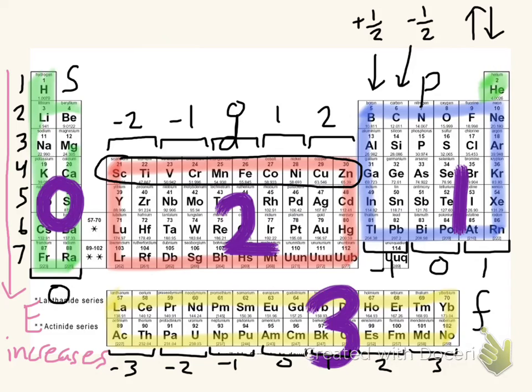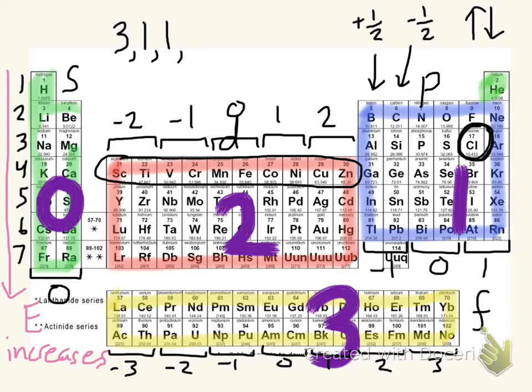How about chlorine? Number 17. The first number you write tells you the row. It's in the third row, so I write a 3. The second number tells you the block. It's in the P block, which is block number 1. The third number tells you which couple it is. It can either be the negative 1 couple, the 0 couple, or the positive 1 couple. In this case, it's the positive 1 couple. So I put a 1.